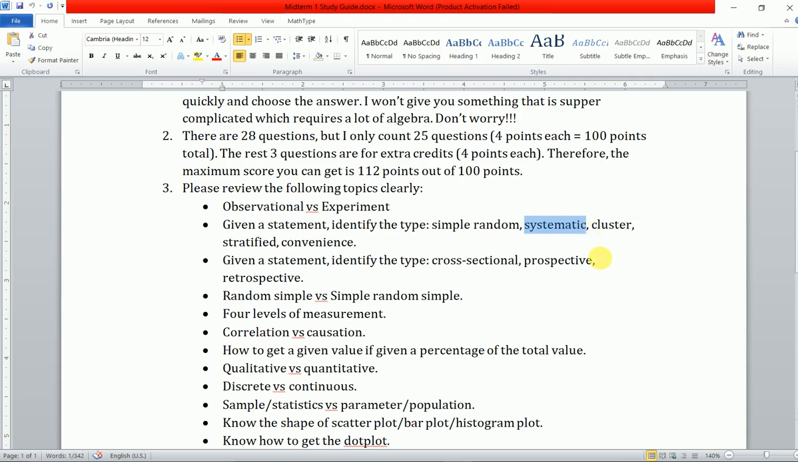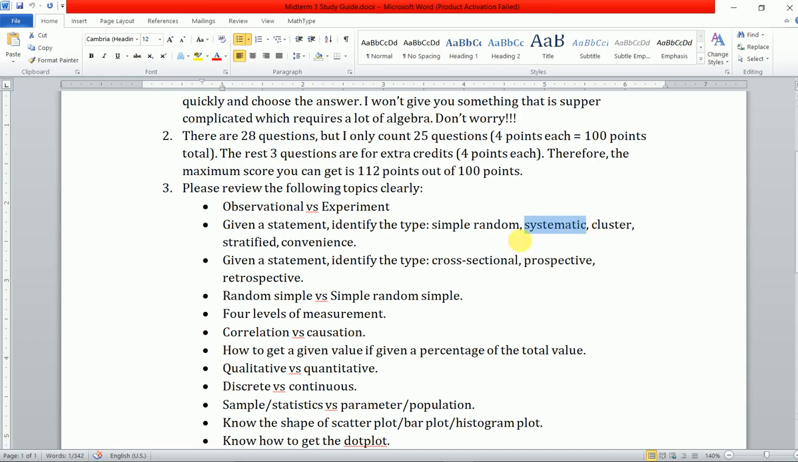Now, systematic, that means we pick from a population, from a sample, from a region. We pick one subject, and then we skip the next 3, then we pick the 4th one, and then we skip the next 3. So if you imagine, I have 100 people standing for you to pick them. I pick the first person, I skip the next 2, then I pick one more, then I skip the next 2, I pick one more, I skip the next 2, I pick one more. That is called systematic. That means you pick them in the order of every kth person.